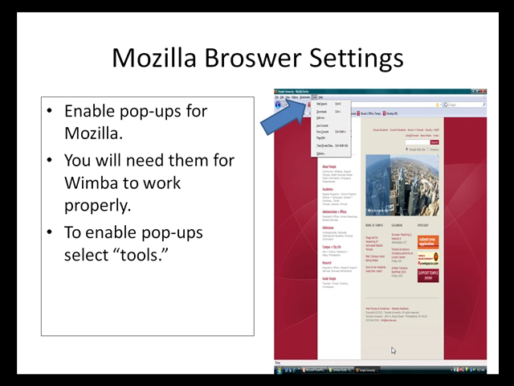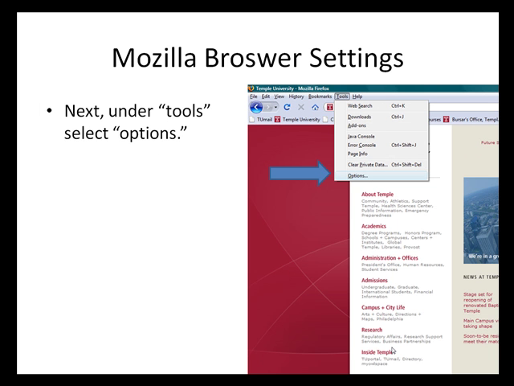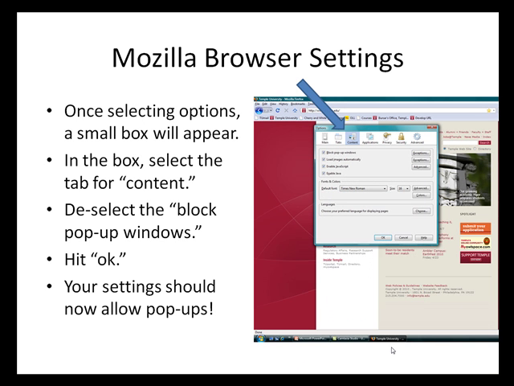You will need to enable pop-ups for Mozilla. Pop-ups will need to be enabled for Wimba to work properly. To enable pop-ups, select the Tools menu up where the blue arrow is pointing here on the slide. Next, under Tools, select Options down at the very bottom of the menu, also pointed out here by the blue arrow on the slide. Once selecting Options, a small box will appear.